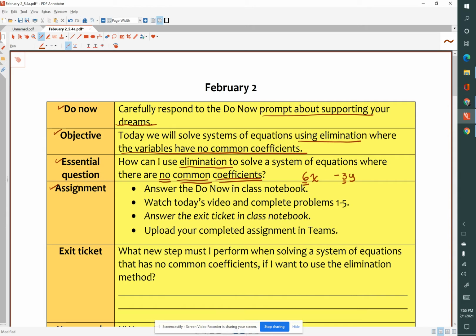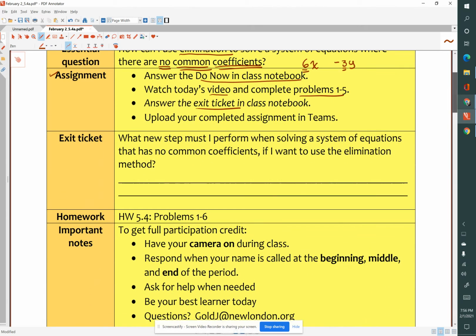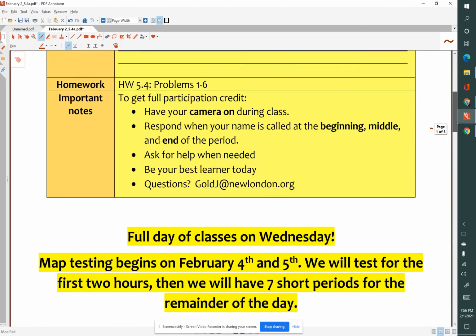So our assignment will be to do the do now in our class notebook. We have 5 problems today along with this video, but they're tricky. When you are finished, you will be excused from class. We will answer the exit ticket in class notebook and upload your completed assignment in Teams today. So our exit ticket will be, what new step must I perform when solving a system of equations that has no common coefficients if I determine that I need to use the elimination method?